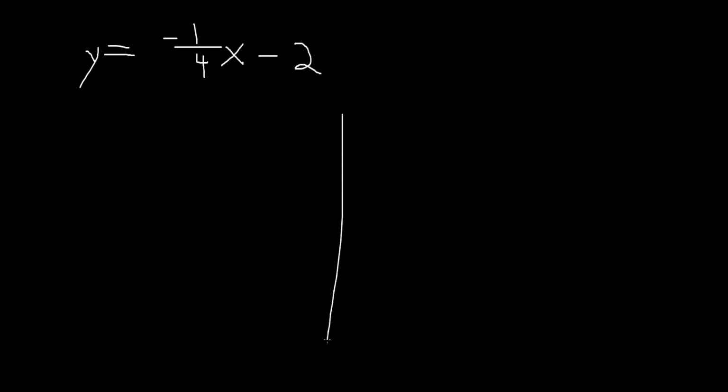Okay. So now let's say we have y equals -1/4 x minus 2. Okay. So again, it's going to start with the blue, and it does take the negative into account. So we're not just going up 2, we're going down 2. So let's say we go down 2.